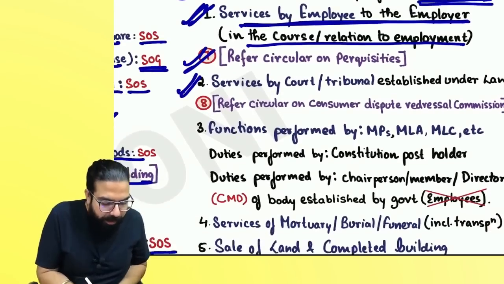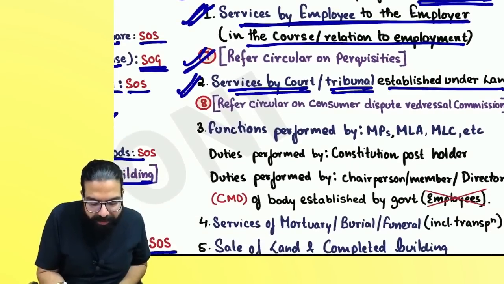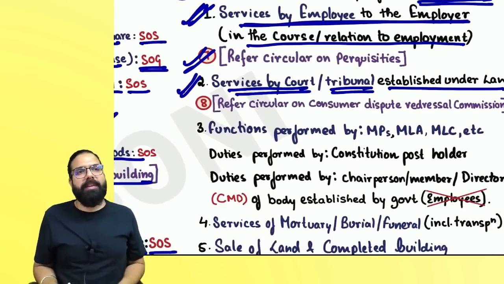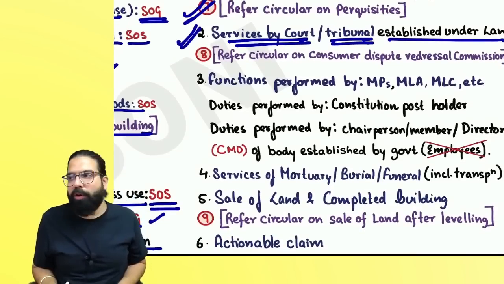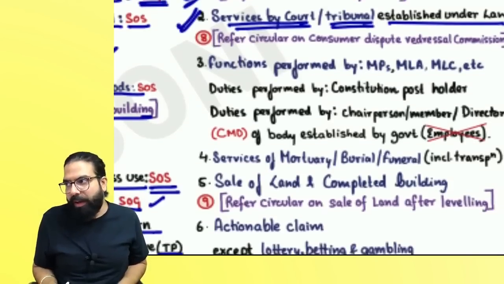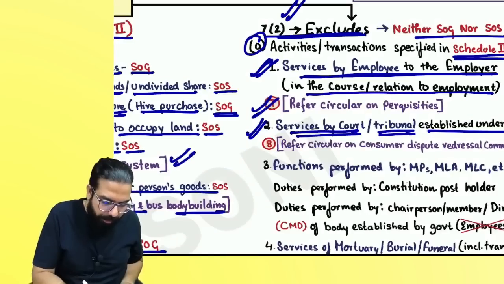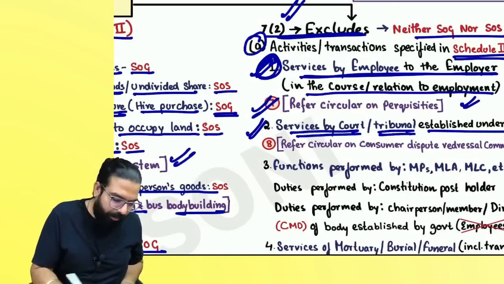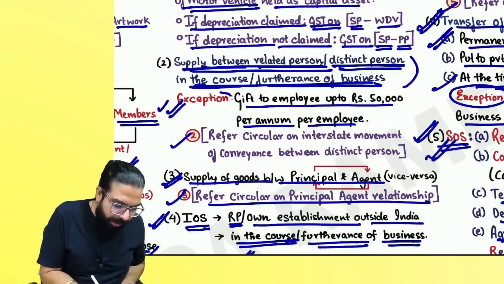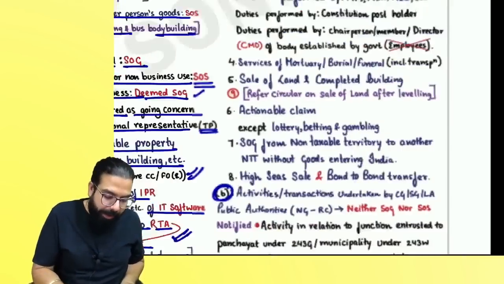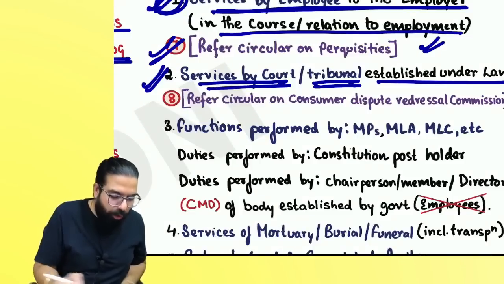Second paragraph, services by court or tribunal which are established under law. All these services given by the court or tribunal, for which the court or tribunal is taking a fee. You remember the first one, no? First one I linked this with what? Schedule 3's exception. Can I go ahead, everyone? Now the second one is court or tribunal services.